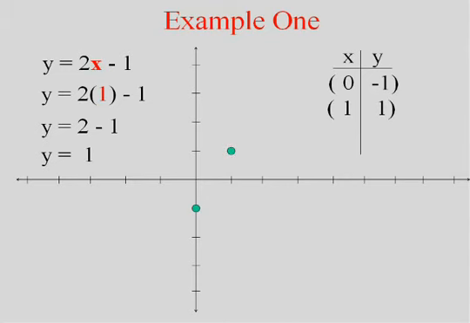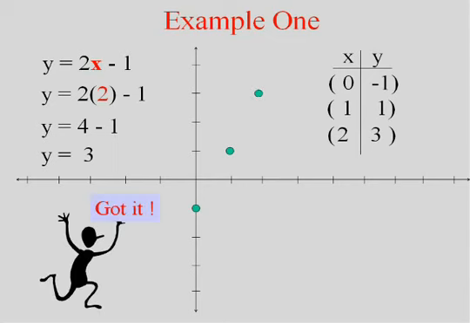Now you probably already know where the line is, but I always tell people to do 1 more point, and the next easiest number is 2. 2 times 2 is 4, and 4 minus 1 is 3. Y is 3. So let's start at the origin, go over 2, and up 3. Now before we do it, let's pray that they line up. And I can see that they do.